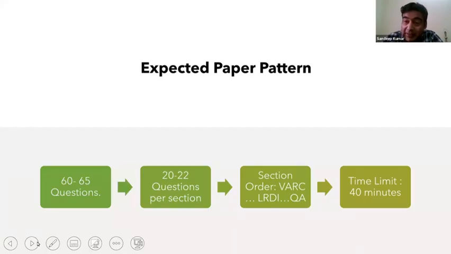So, the expected CAT pattern. The CAT committee came up with a notification that they would reduce the number of questions. CAT 2020 had 76 questions, with 26 questions each in VA and in quantitative ability, and 24 questions in LRDI. Now, their coming up with a notification means there has to be a sizable chunk of reduction. So possibly what we estimate here is that the number of questions would be around 60 to 65, with around 20 to 22 questions per section.